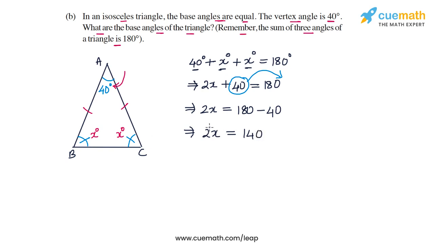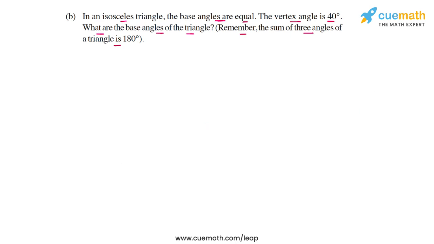And now we need to get rid of this 2. So we can divide both sides by 2. So we will get x is equal to 140 by 2, and 140 by 2 is 70. So we get the value of x as 70, and this means that both the base angles are 70 degrees and 70 degrees. So that's the answer to part B of this question. Now let's do part C.